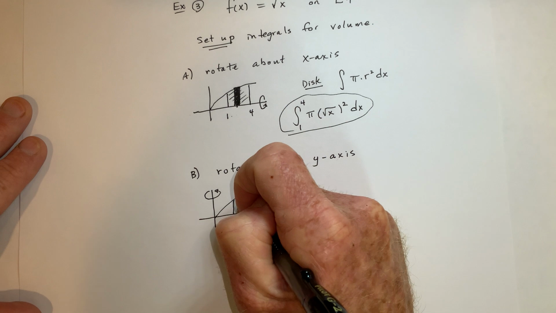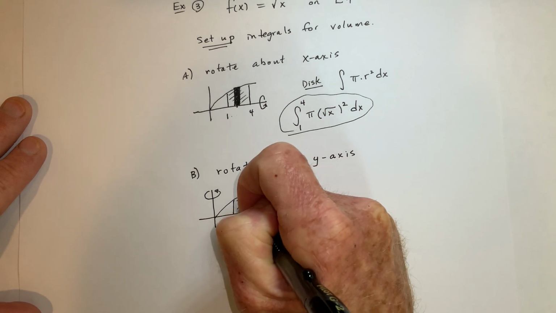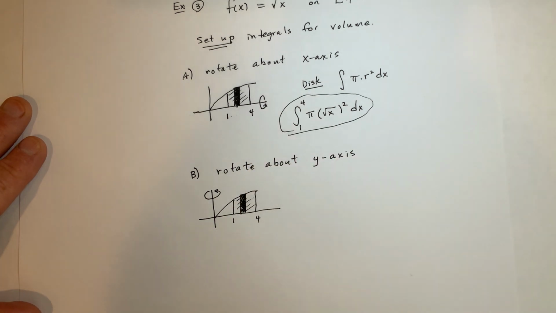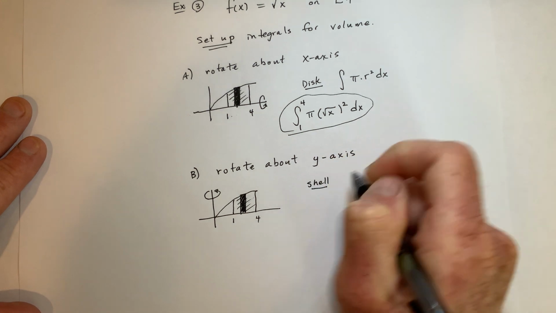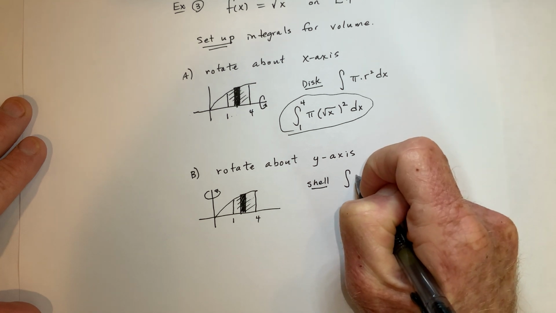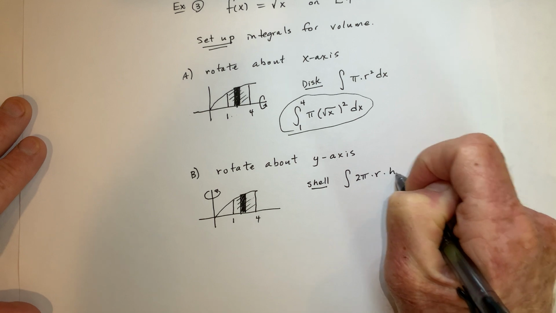So again, I would like to set up the representative rectangle this way. That way it's always going from the square root function to the x-axis. Now when the representative rectangle and the axis of rotation are parallel, you have no choice. That's the shell method. And the general formula for the shell method is you integrate 2 pi times the radius times the height.